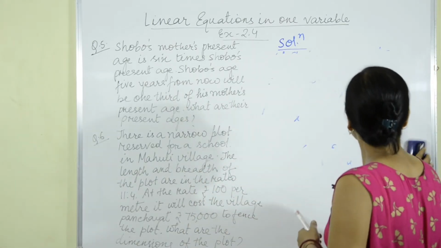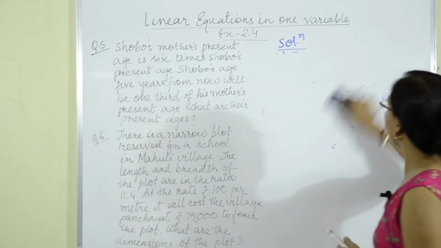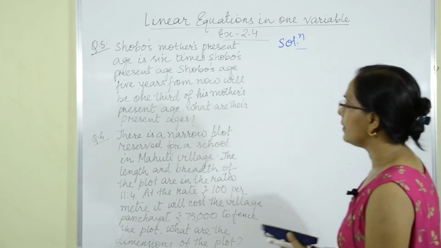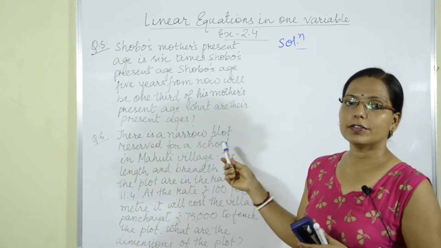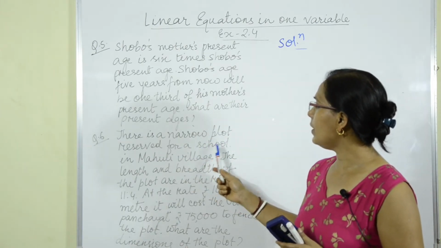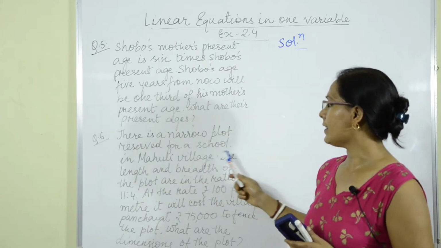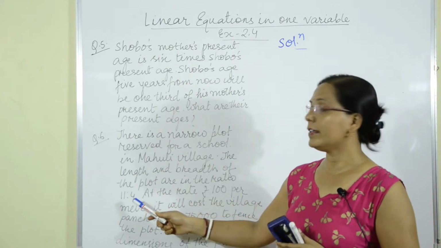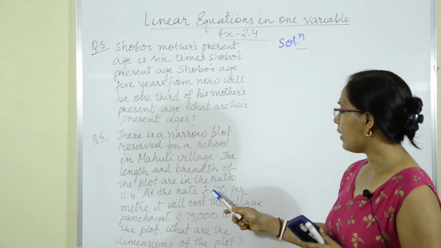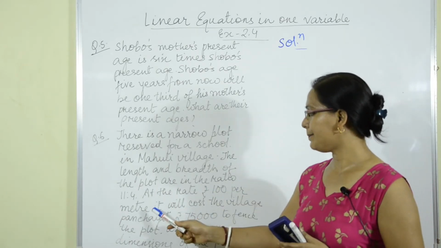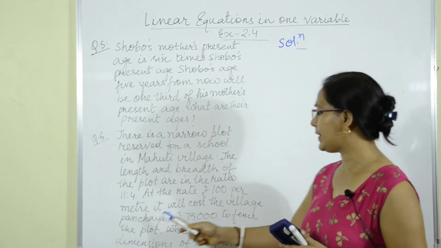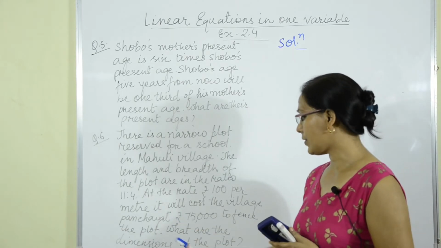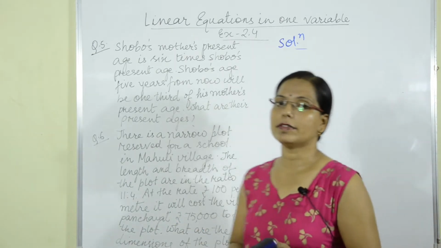Now, question number 6 says, there is a narrow plot reserved for a school. So, there is a narrow plot that is reserved for a school in Mahuli village. Now, the length and breadth of the plot are in the ratio 11:4. At the rate of rupees 100 per meter, it will cost the village panchayat rupees 75,000 to fence the plot. What are the dimensions of the plot?